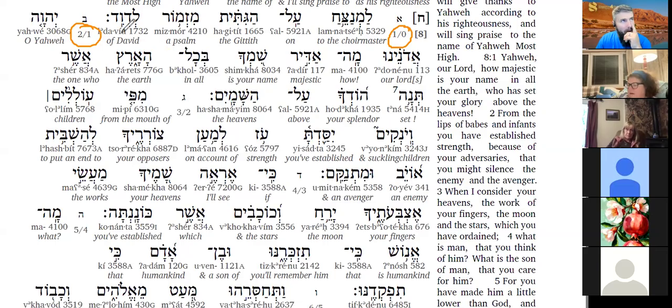No, hang on. Let me say that differently. English on the right, Hebrew on the left.